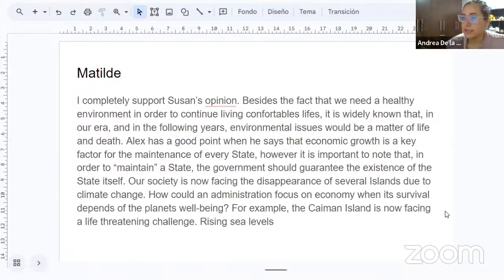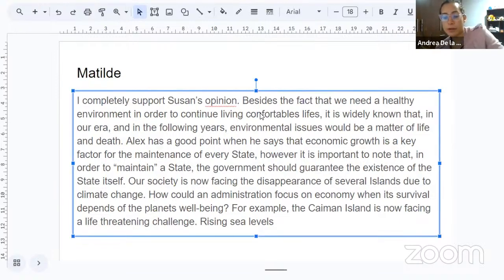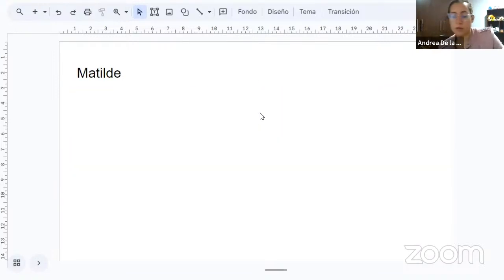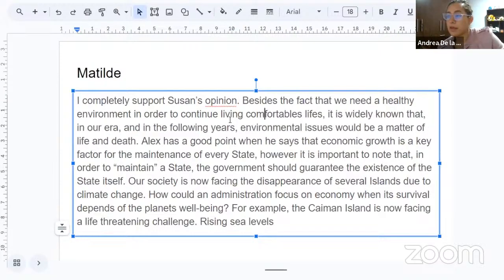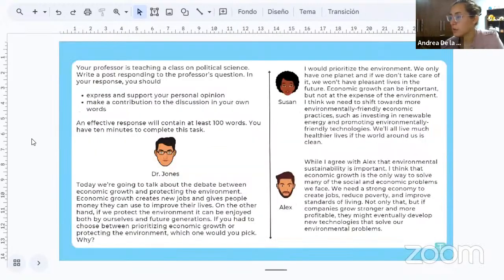So let's see, Matilda's. So she says, I completely support Susan's opinion. Besides the fact that we need a healthy environment in order to continue living comfortable lives. Nice. So, okay. Let me check what we had here in the instructions.